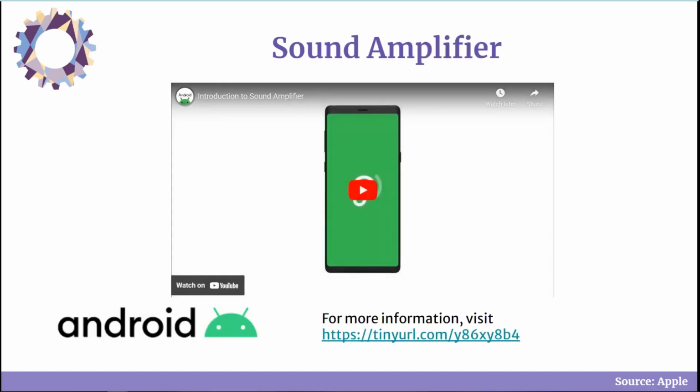On Android devices, you can use the sound amplifier feature. Using your phone's microphone, hone in on certain voices for clearer conversation, such as, "Hi, Dad." Cut out distracting background noises. All you need is a pair of headphones.